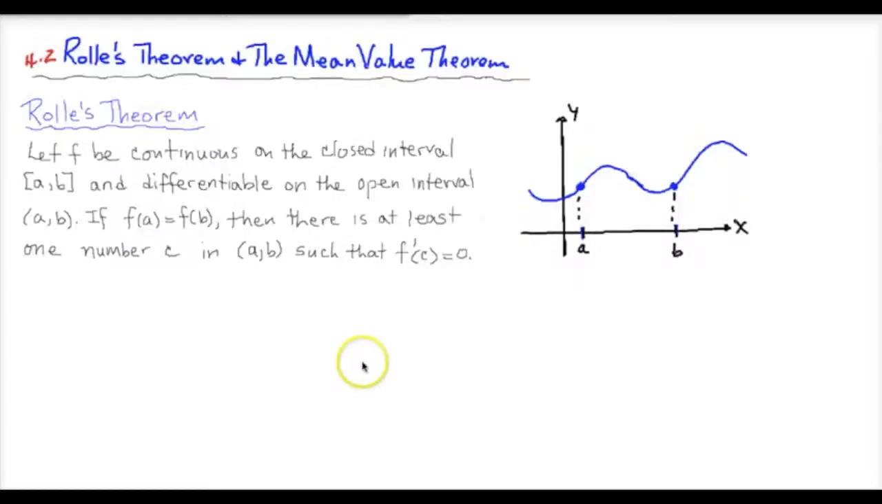Good evening, class. Section 4.2, we're going to talk about two more theorems. One theorem is Rolle's theorem, and the other theorem is the mean value theorem. Rolle's theorem says we need to let f be a continuous function on a closed interval, and it has to be differentiable on the open interval. Okay, the closed interval goes from A to B, and the open interval goes from A to B as well.